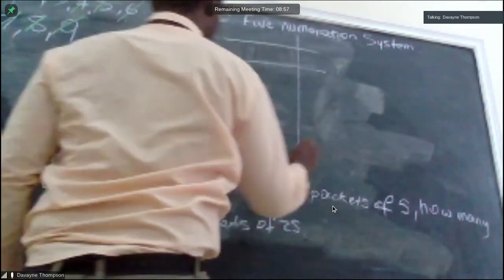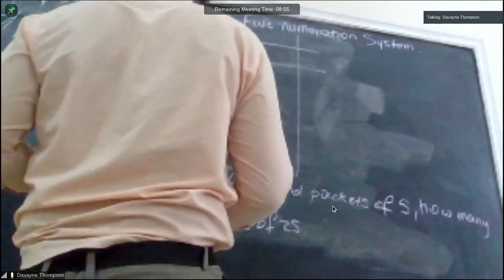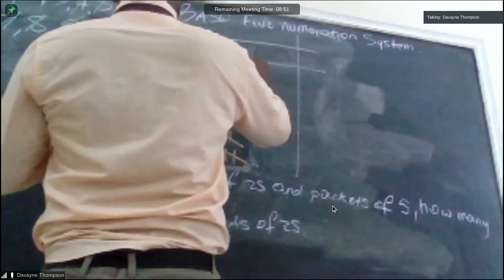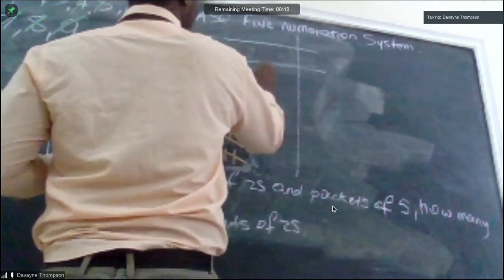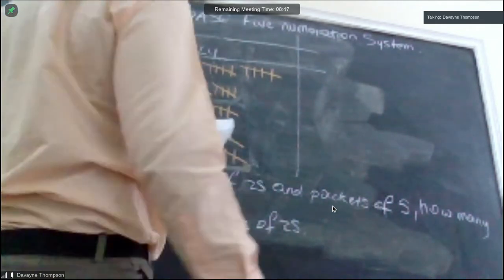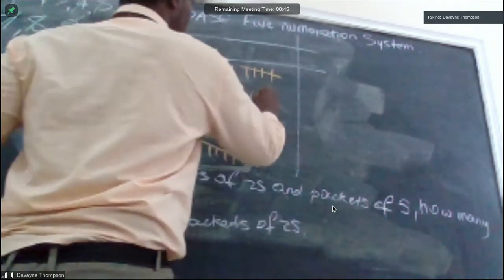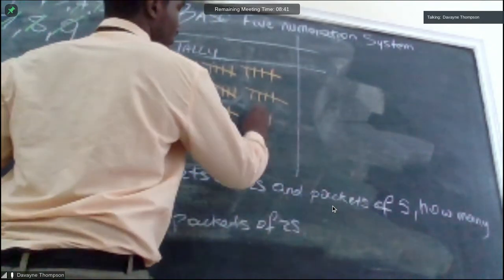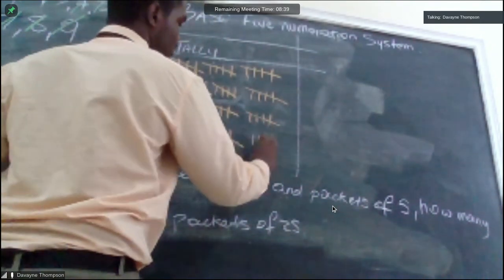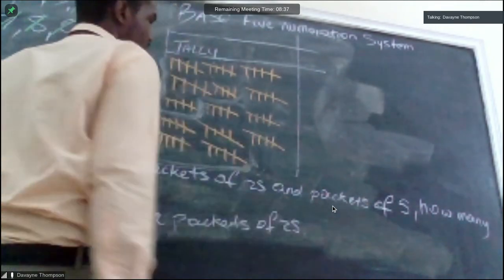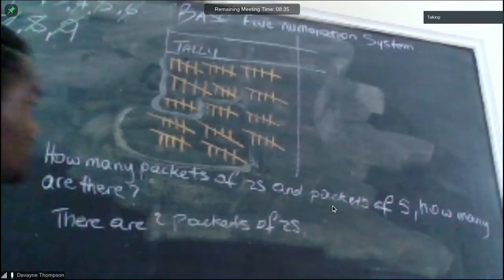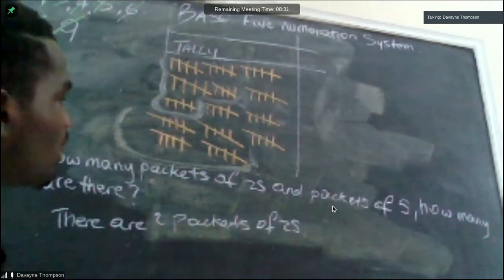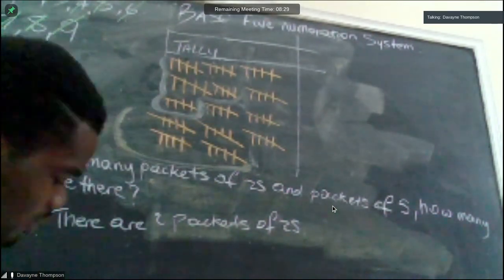There you go. Alright. So let's draw some more tallies. We have 1, 2, 3, 4, 5, that's 11. Right? 1, 2, 3, 4, 5, that's 12. 1, 2, 3, 4, 5, that's 13. 1, 2, 3, 4, 5, that's 14. So we have 14 tallies of 5 now. Let's go back to the question now.